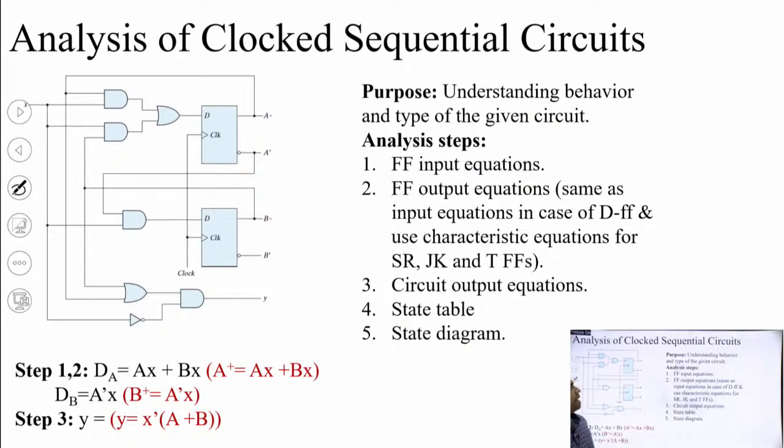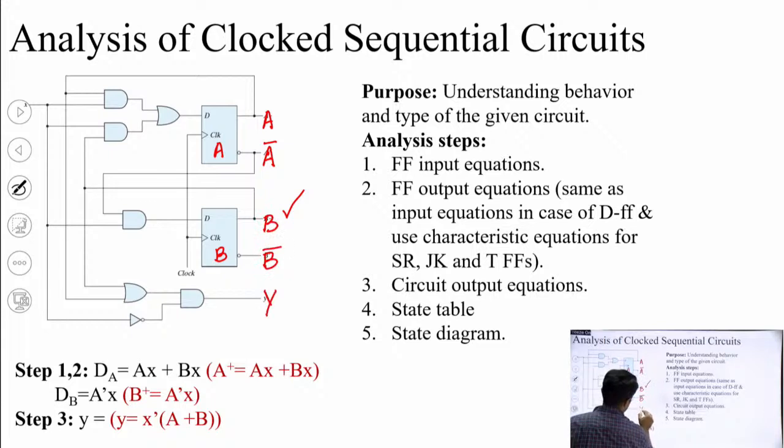Then we had started this analysis. Now I am restarting this analysis from the very beginning. We will be provided with the circuit. Analysis means that we need not prepare the circuit; the circuit is provided to us by the examiner, and we have to analyze the circuit to prepare the state diagram. In this circuit we can see that there are 2 flip flops, flip flop A and flip flop B. The outputs are denoted as A and A complement, B and B complement. This is the final output of the circuit, Y.